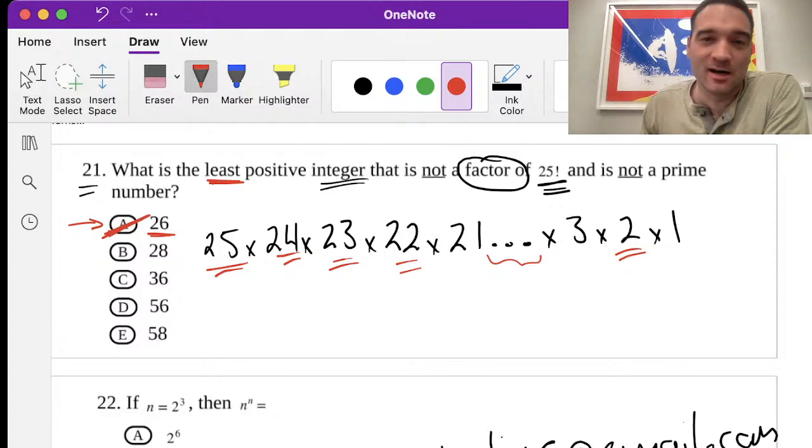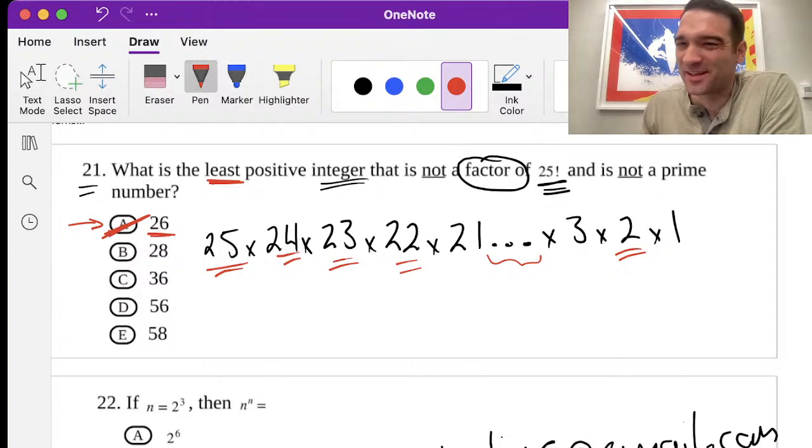And for the record, this part, not a prime number, is a little bit of a red herring because none of these are prime numbers. They're all even. It doesn't really make a difference.